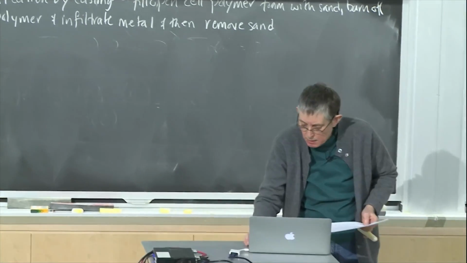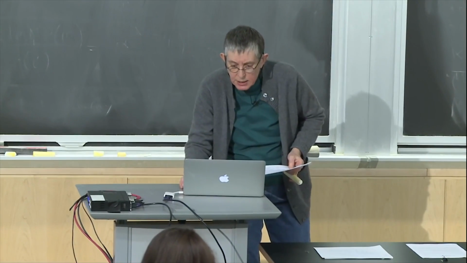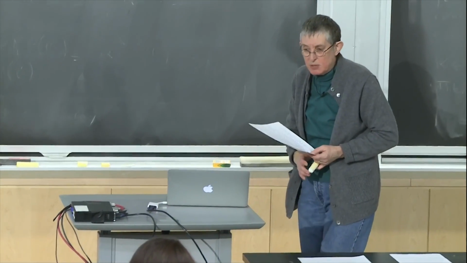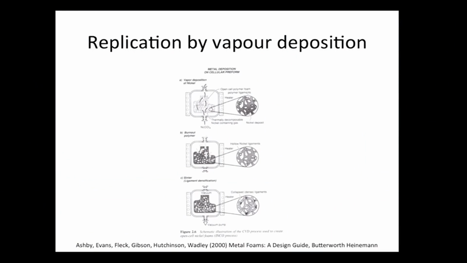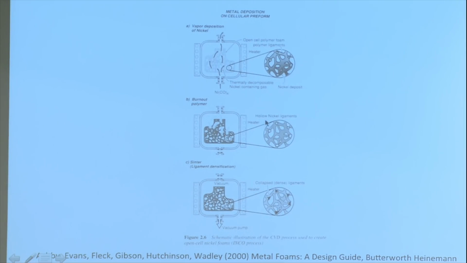Okay. Then another process involves just using vapor deposition. So you take an open-celled polymer foam again. Here's the open-celled polymer foam up here. And you have a furnace here with a vapor deposition system. And they use a nickel CO4 system to do this. You then burn out the polymer. You're left with a metal foam with hollow cell walls where the polymer used to be.